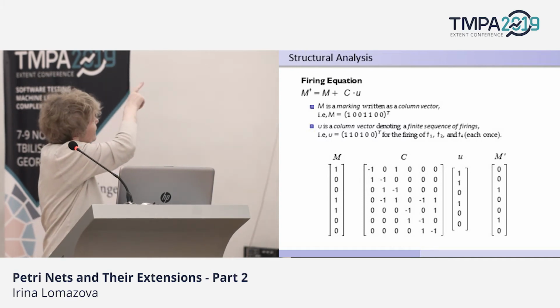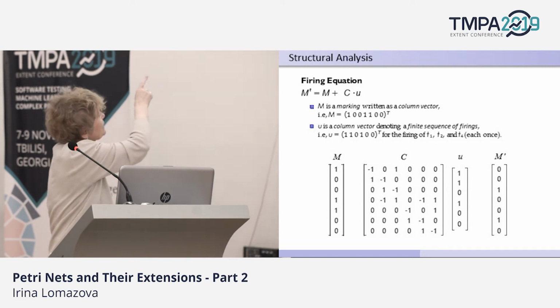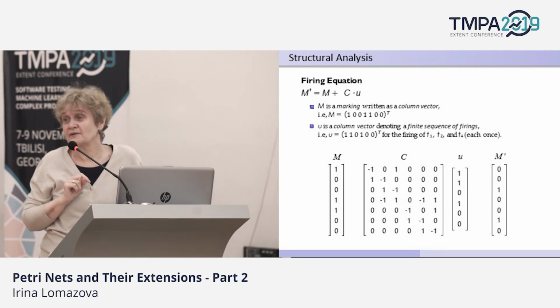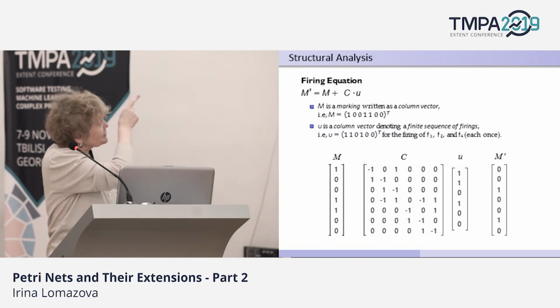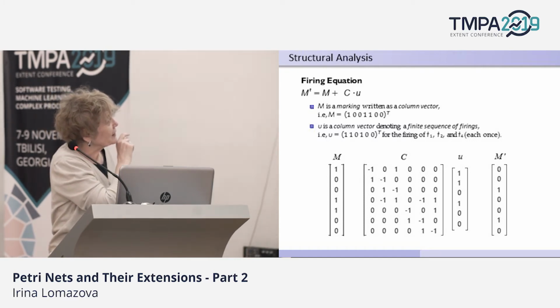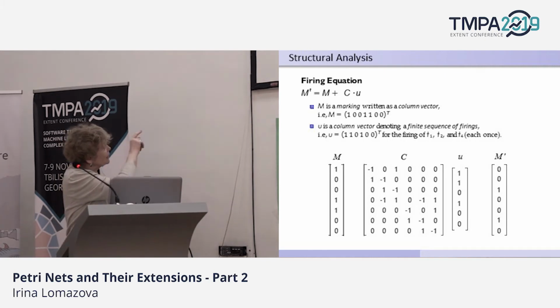And so here, -1 designates that it takes 1 token from the first place, and +1 designates that it puts 1 token to the third place. And then U here is the vector, which is called the Parikh vector, which says how many times each transition fires. Then we have this equation which describes M prime, which is the result of firing of transition T1 once, T2 zero times, T3, and so on.